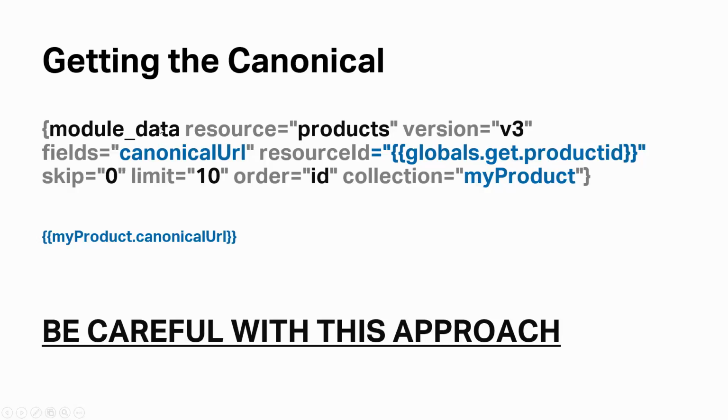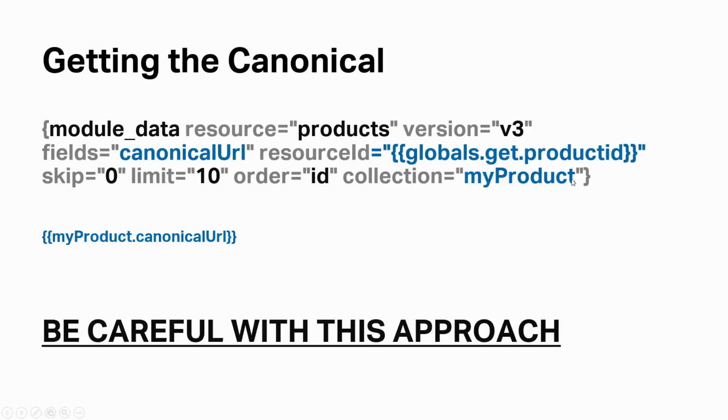All right, so what we're going to do is use module data, which is a great way of consuming all the information we need from Business Catalyst and anywhere we need it, essentially. So we're going to say the resource we want to get is products, and the field that I want is canonical URL, and the resource ID is going to be globals.get.product.id. So this is a way in Liquid that I can get the product ID from the page that I'm currently on. Of course, I have to be on a product page. And the skip and the limit don't matter, and the order doesn't matter because I'm just grabbing one item. And then I'm storing this into a collection or a variable called my product.